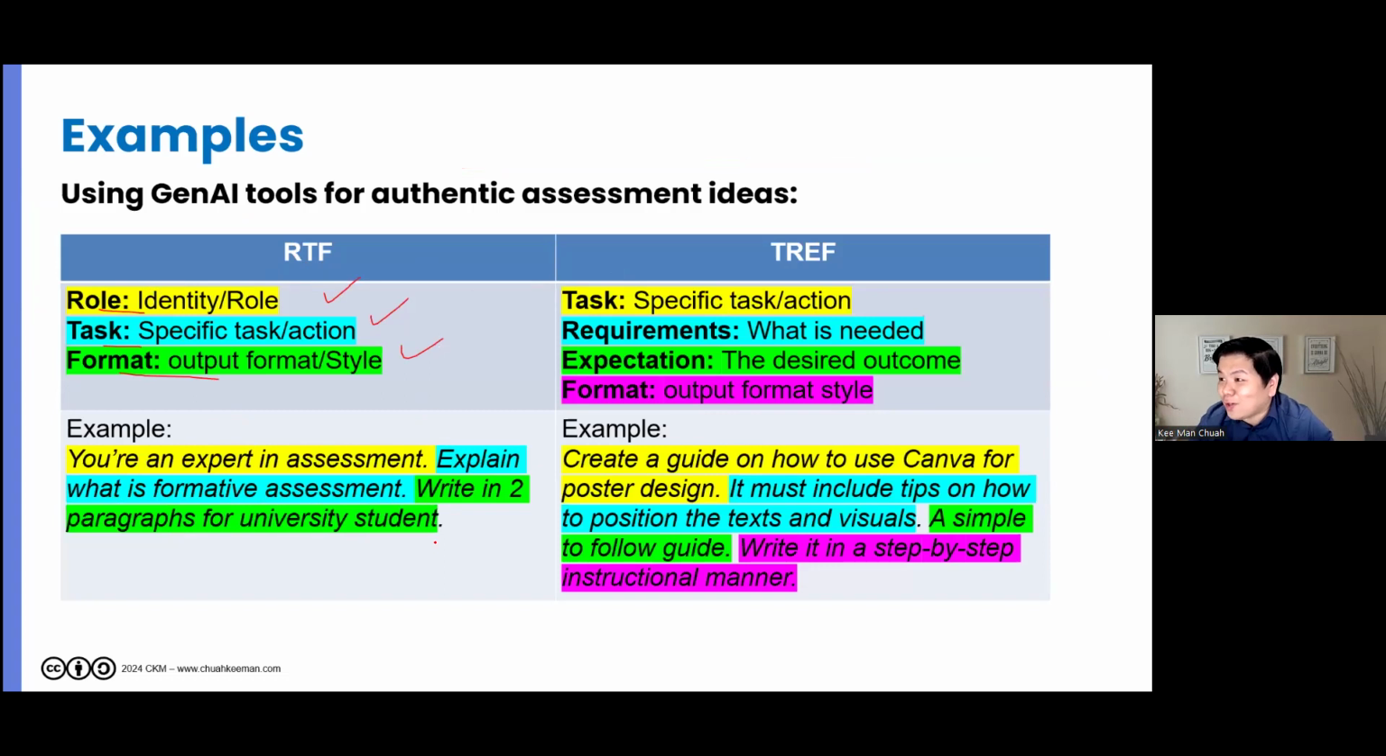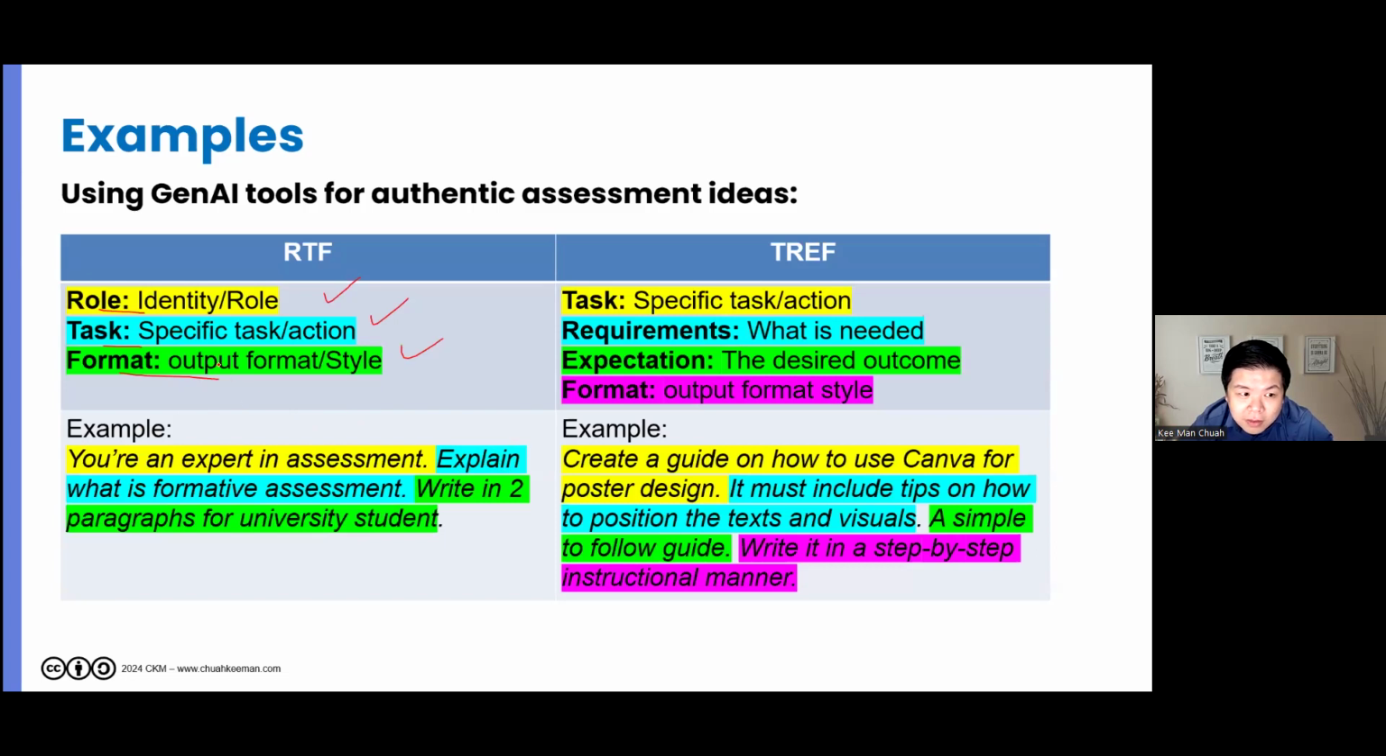This is if you are talking about this line. If you are designing assessment for the industry, you can change this. You are a consultant for a multinational company, right? Design a task for interns, for novice workers, on how to do a proper plan or something, right? Write the instruction for the university student.